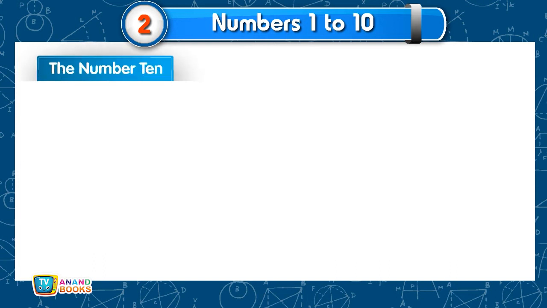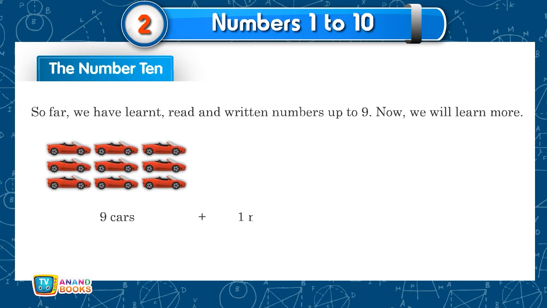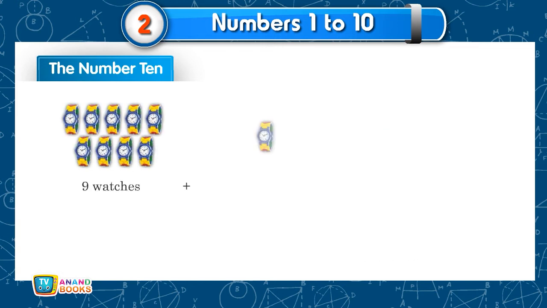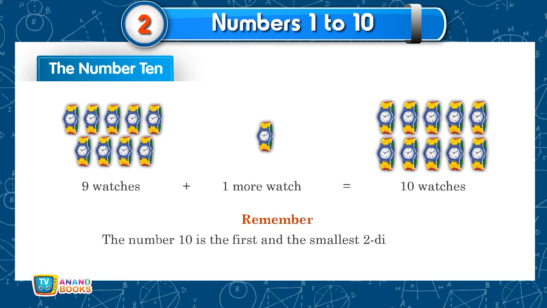The number 10. So far, we have learned, read and written numbers up to 9. Now we will learn more. 9 cars plus 1 more car is equal to 10 cars. 9 and 1 more is 10. We write 10 as 10. 9 watches plus 1 more watch is equal to 10 watches. Remember, the number 10 is the first and the smallest 2-digit number.